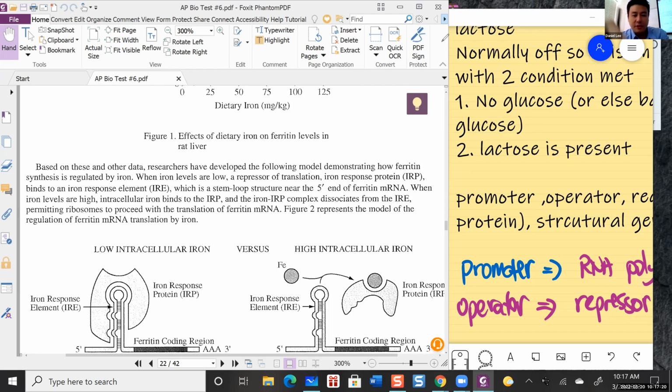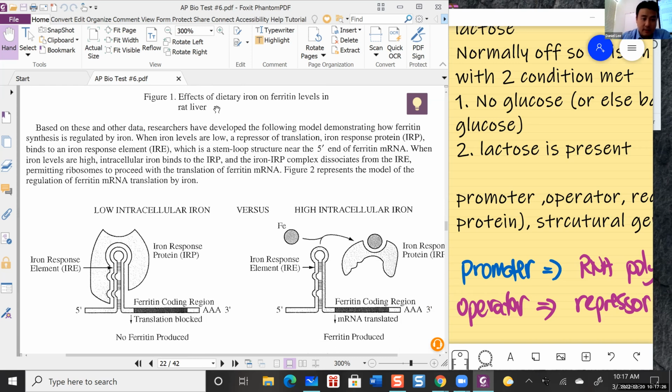And sometimes the questions will be separated into 2 parts. So then they start moving on to something else. So it's all confusing. Okay, so let's look at this one. Based on the other data, researchers have developed the following model demonstrating how ferritin synthesis is regulated by iron. So how do you control ferritin synthesis? So protein synthesis, yeah? Transcription, for example.